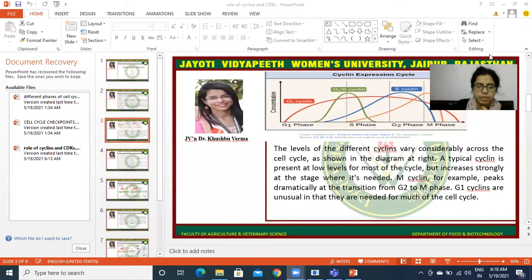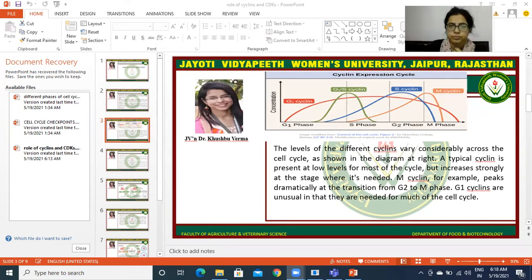So you can simply understand, this is concentration, and these are the phases: G1 phase, S phase, G2 phase, and M phase. G1 cyclin starts to peak from the G1 phase, and G1 oblique S cyclin will be highest in the S phase. S cyclin will be highest in the S phase, and M cyclin will be highest in the M phase.